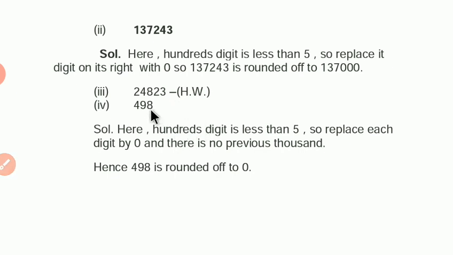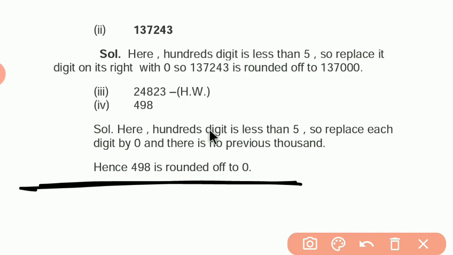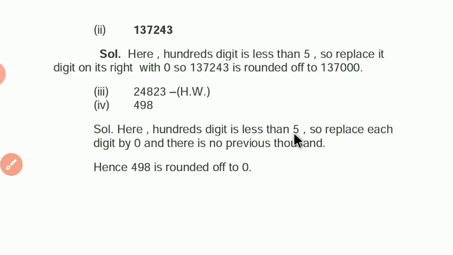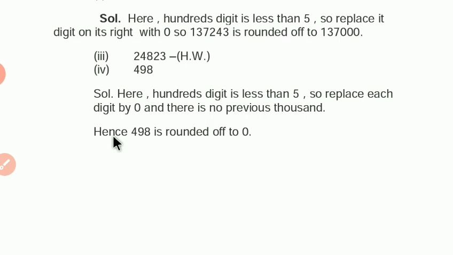Here you can see, first we have to replace the last 3 digits by 0. If you replace it, 498, there is no 1000 place given here. Here hundreds digit is less than 5, or you can see that hundreds digit is 4, which is less than 5. It means first we have to replace the three digits by zeros, but there is no previous 1000 place value given here. So replace each digit by 0, and there is no previous 1000. Here you can see that 1000 place number is not given. So directly the answer will be, so hence 498 is rounded off to 0.